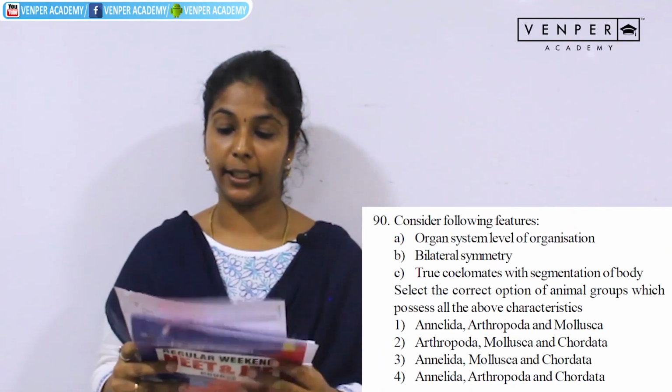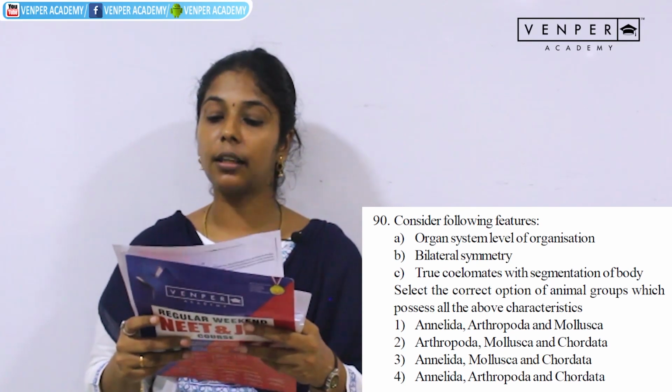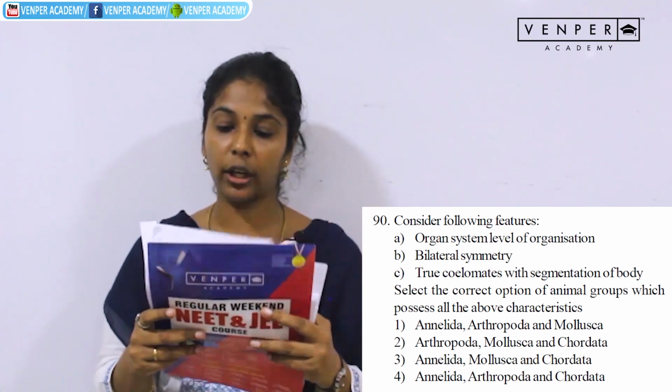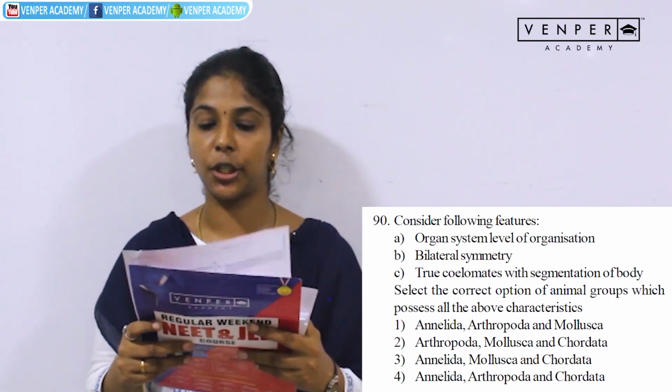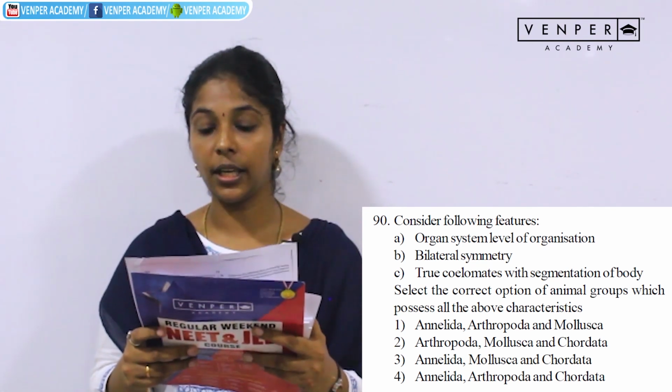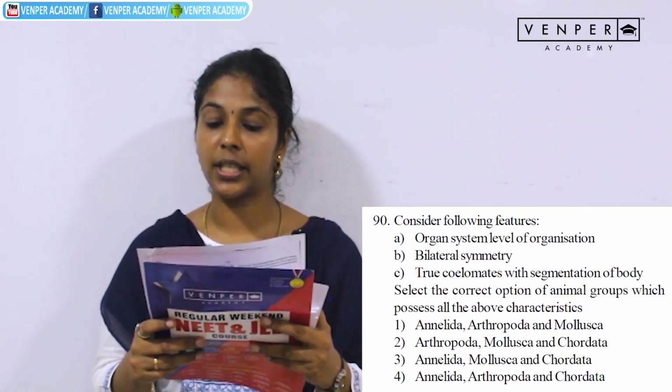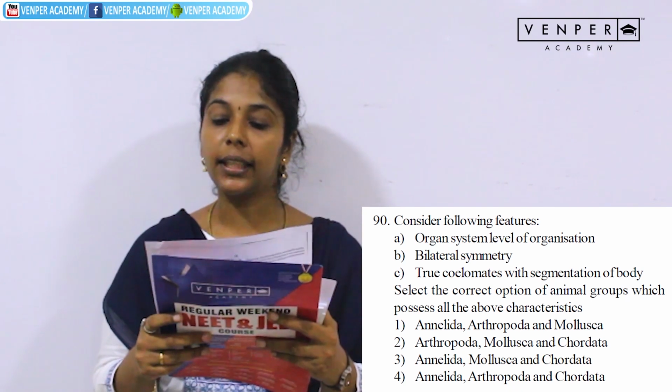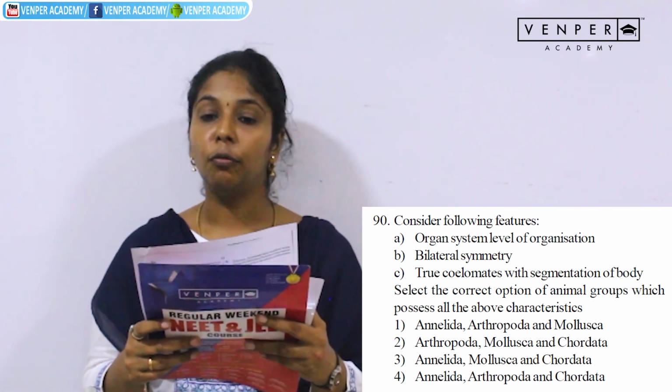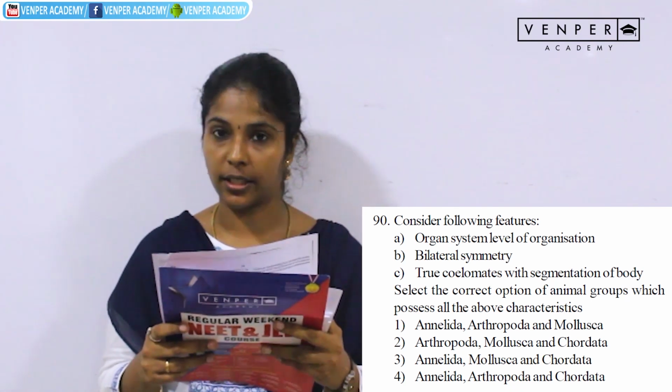Question number 90. Consider the following features. A. Organ system level of organization. B. Bilateral symmetry. C. True coelomates with segmentation of body. Select the correct option of animal groups which possesses all the above characteristics.